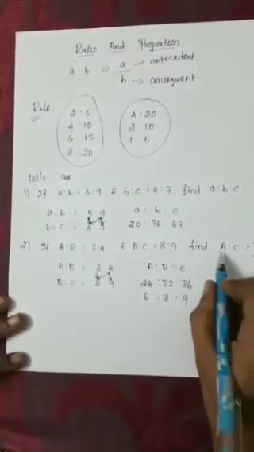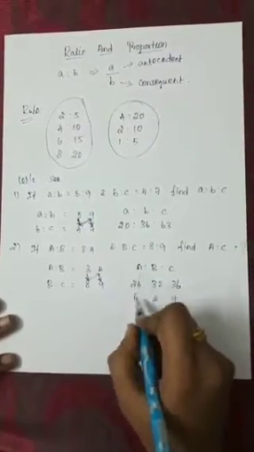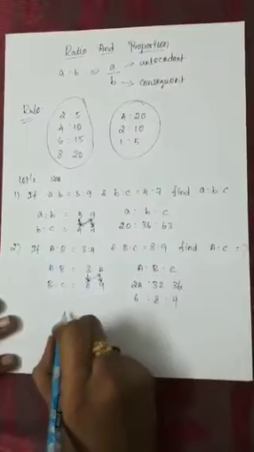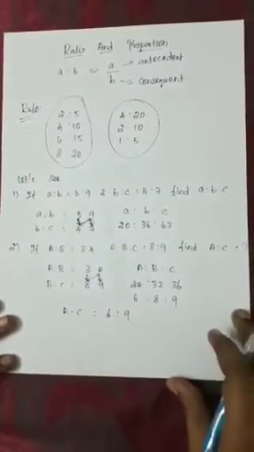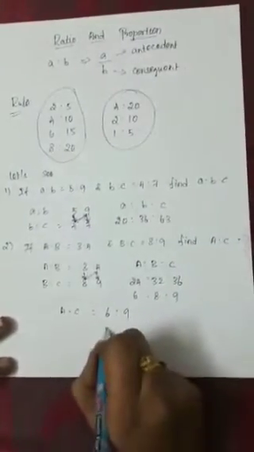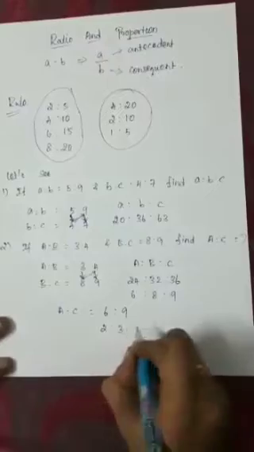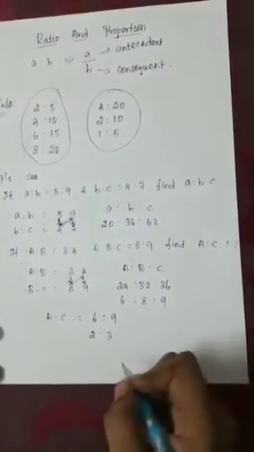But the question is to find A is to C only. So take the values corresponding to A and C only. So A is to C is equal to 6 is to 9. Here the common factor is 3. So divided by 3 we get 2:3. So the simplified answer is 2:3.